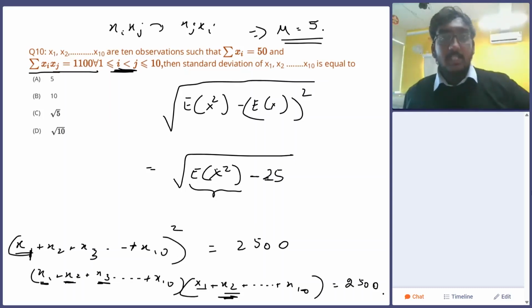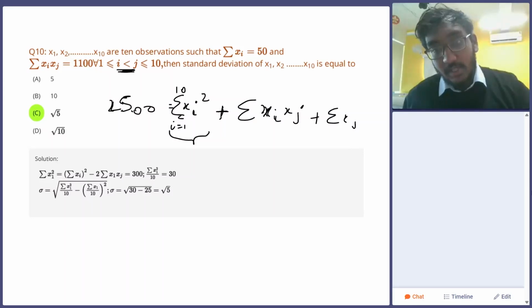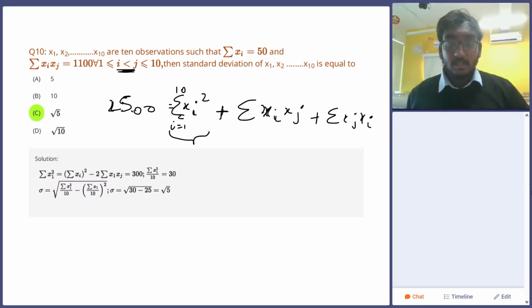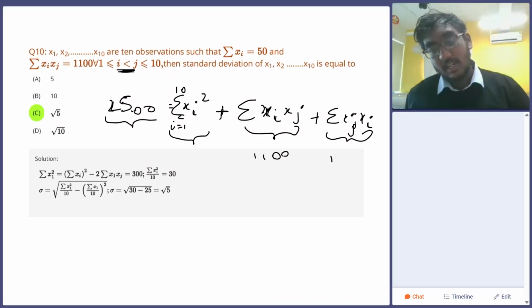So for the other case, that is i being greater than j, we have considered this xj xi also, okay? So this is the multiplication of those 10 terms by itself. Combining all the like terms, you will get all these square terms' sum, and unlike terms, if you combine, it will be sigma xi xj plus sigma xj xi. And xj xi is the same as xi xj, the value will not be changing. This is 1100 and this is 1100.